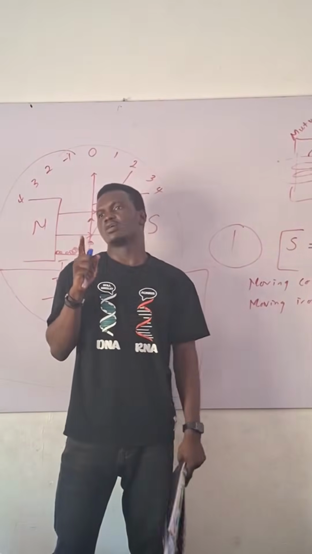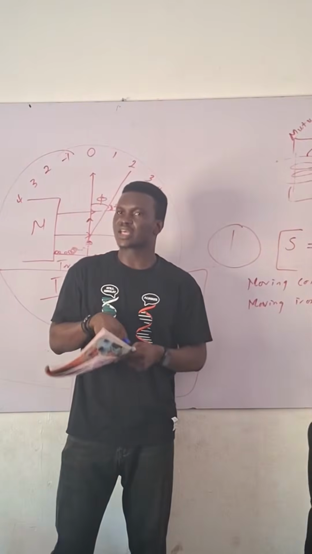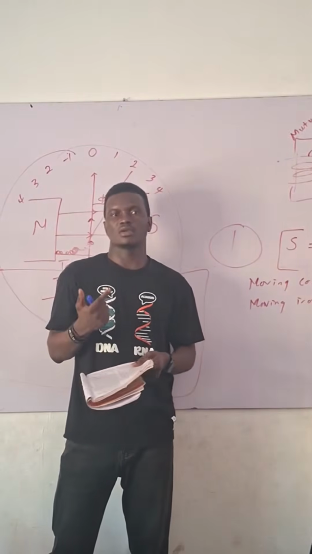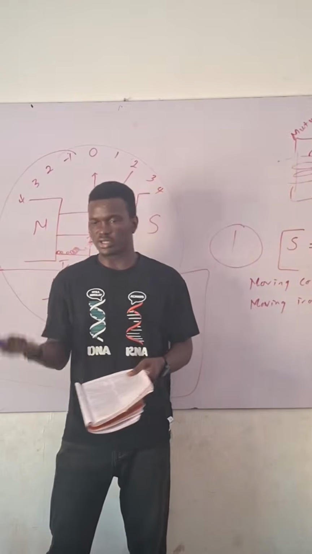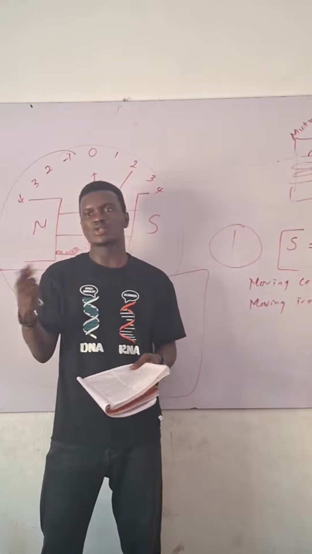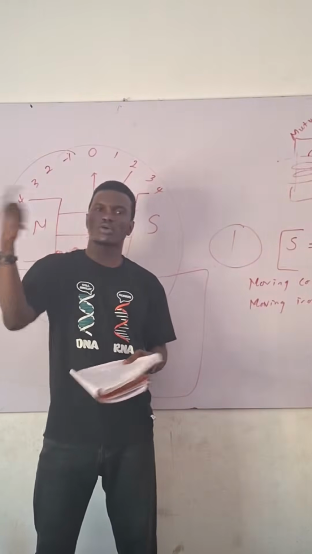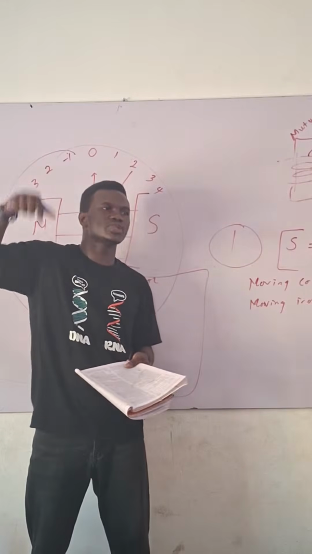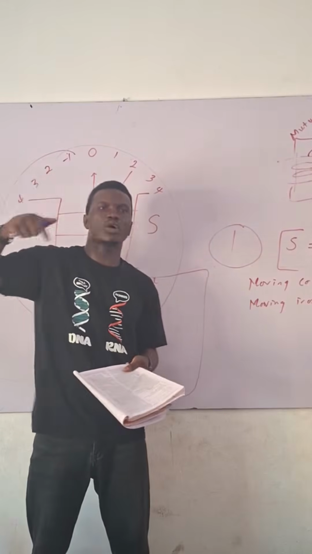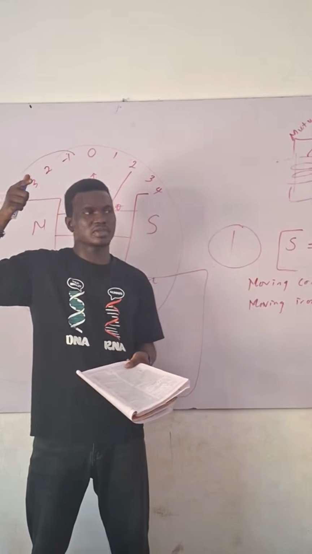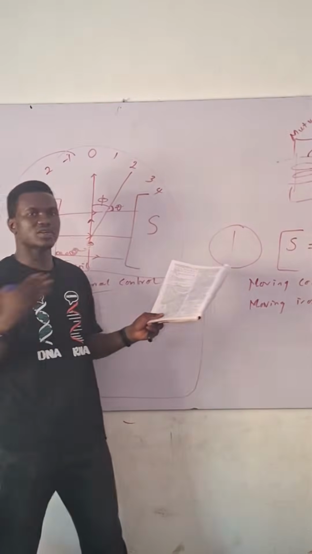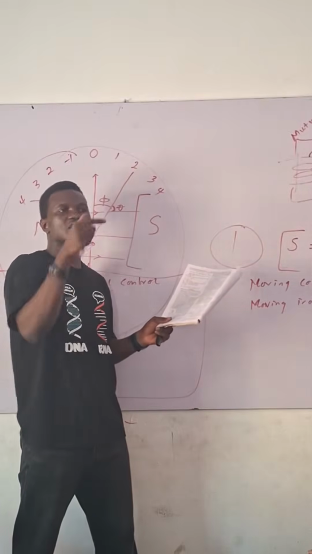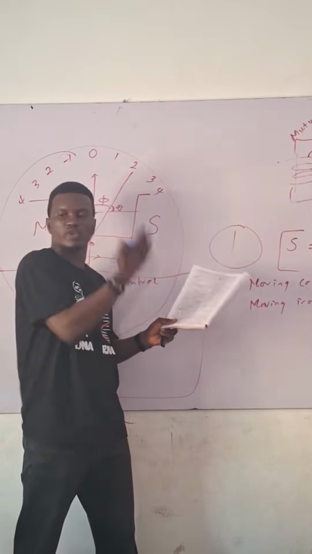Now, back EMF can be generated here because as the coil is moving, there will be current induced. And that induced current wants to stop the motion of that coil. That induced current is what we call induced EMF, which is what we call back EMF. So as that coil is rotating as a result of the current, there is an induced EMF. That induced EMF wants to stop the coil from rotating.